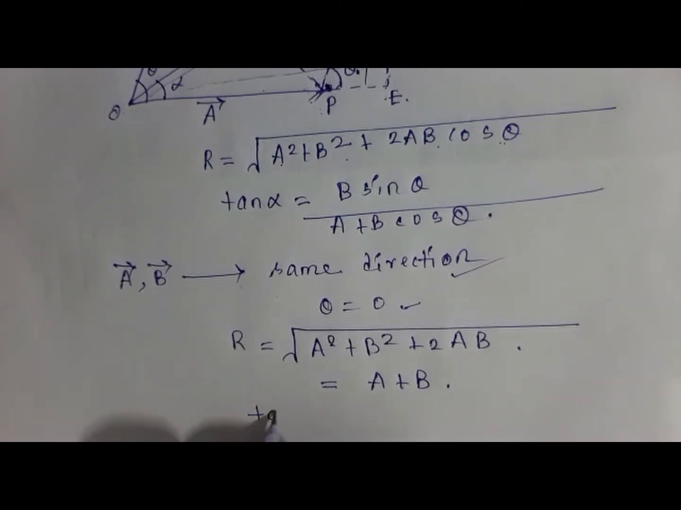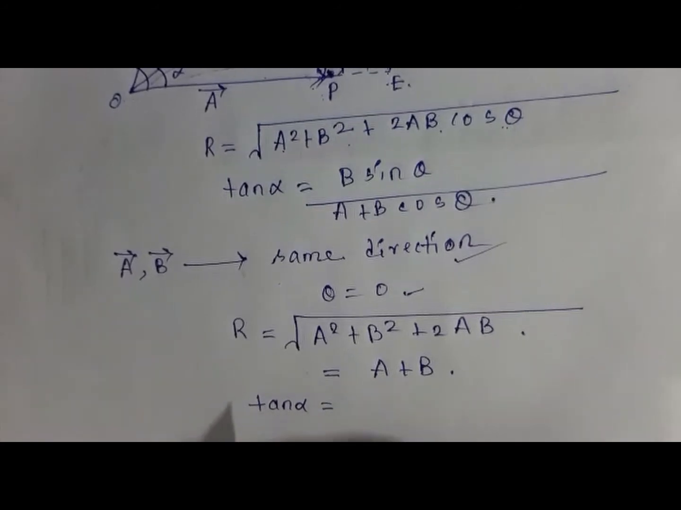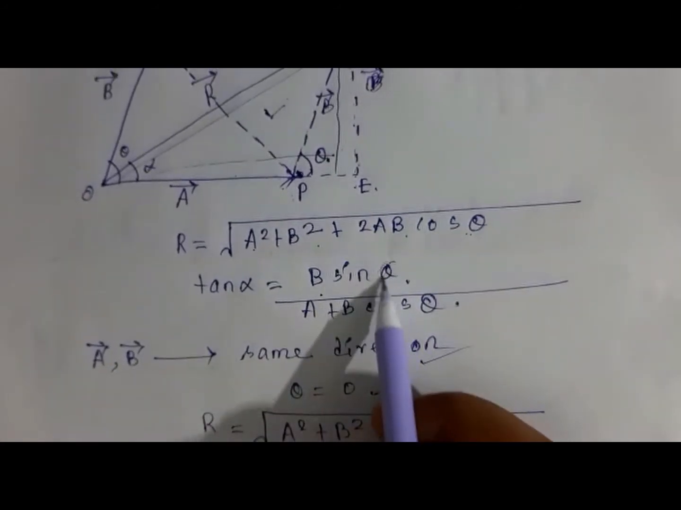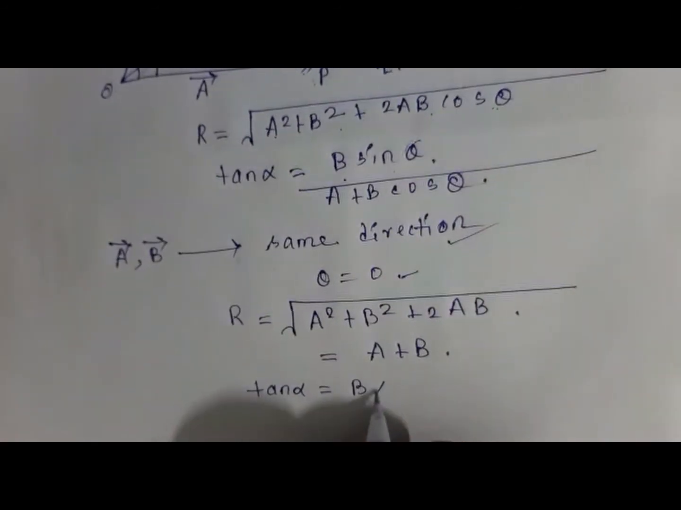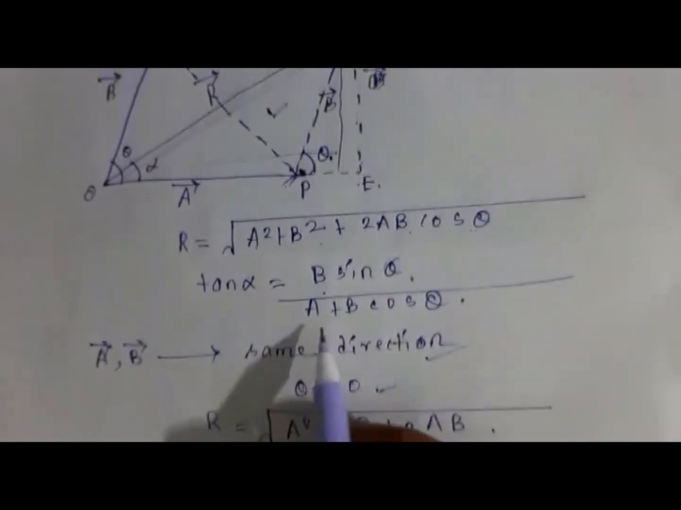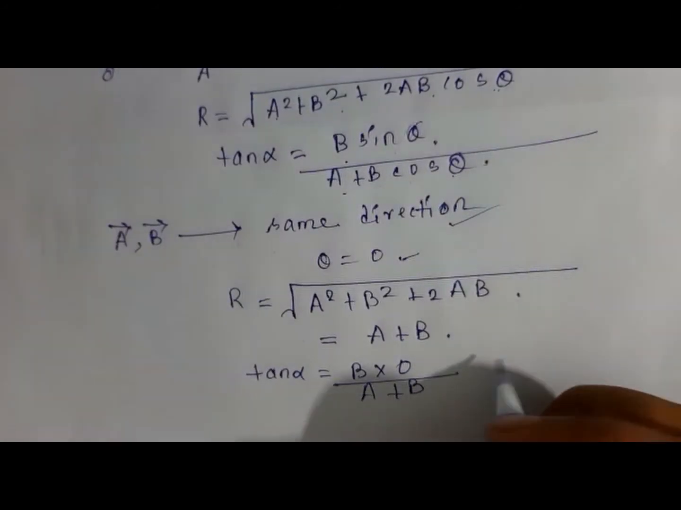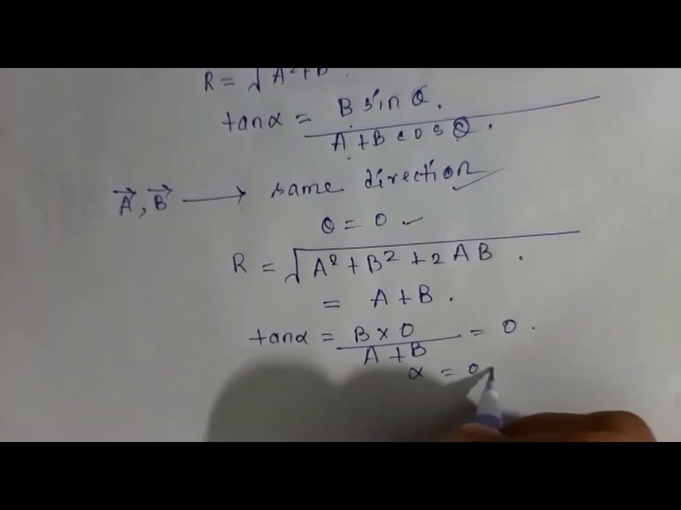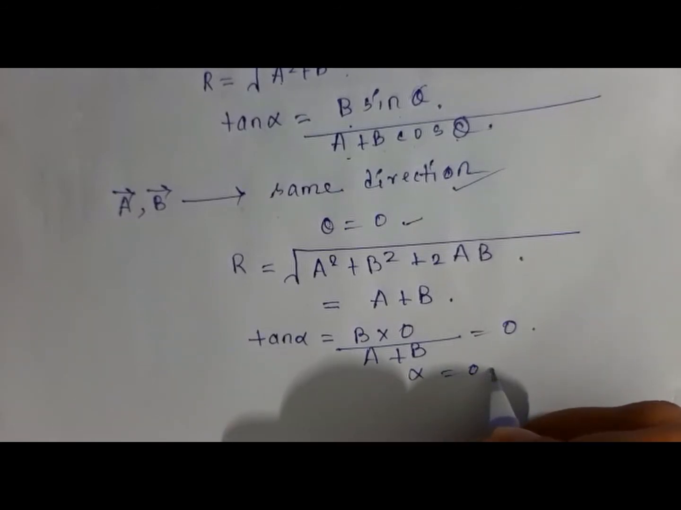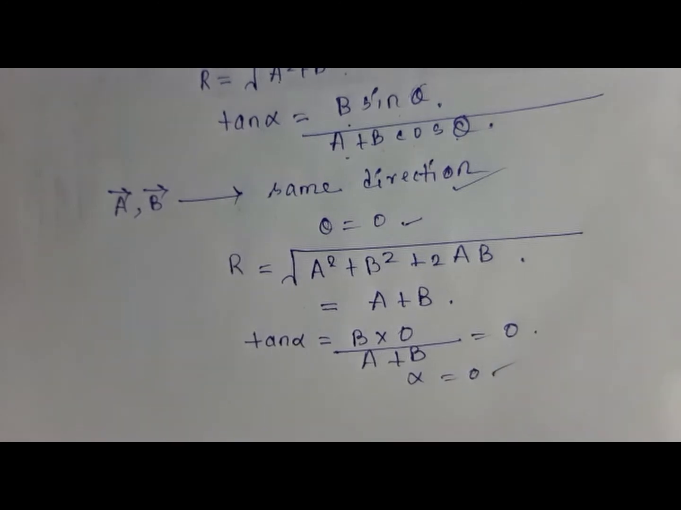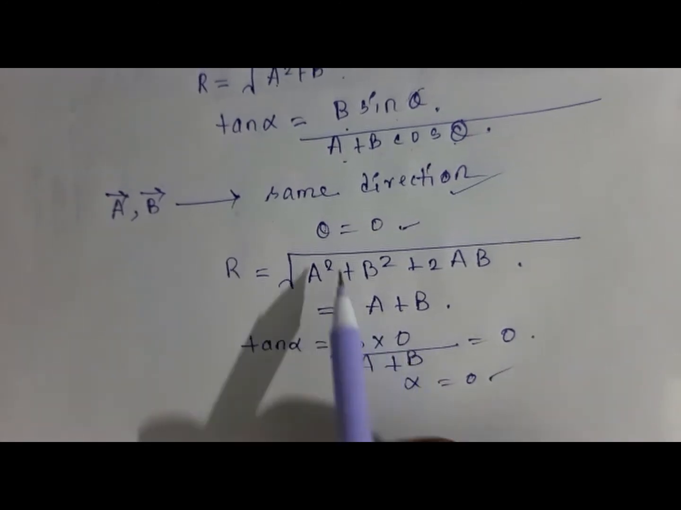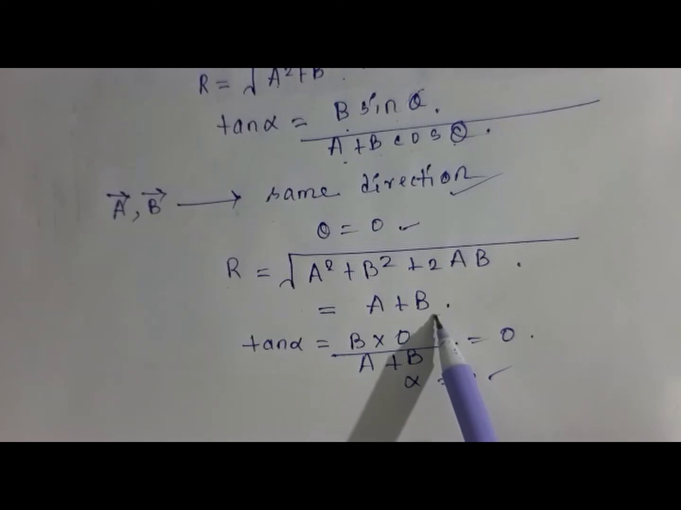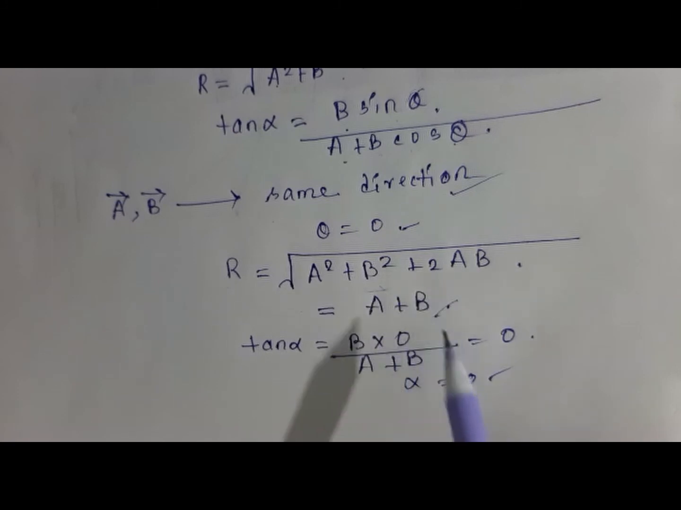Now tan alpha, what was the formula? B sin theta by A plus B cos theta. Sin theta equals 0, so B into 0, and A plus B cos theta is A plus B, so this is going to be 0. So your alpha is 0. So your resultant vector's magnitude is the sum of the magnitudes of the two vectors.